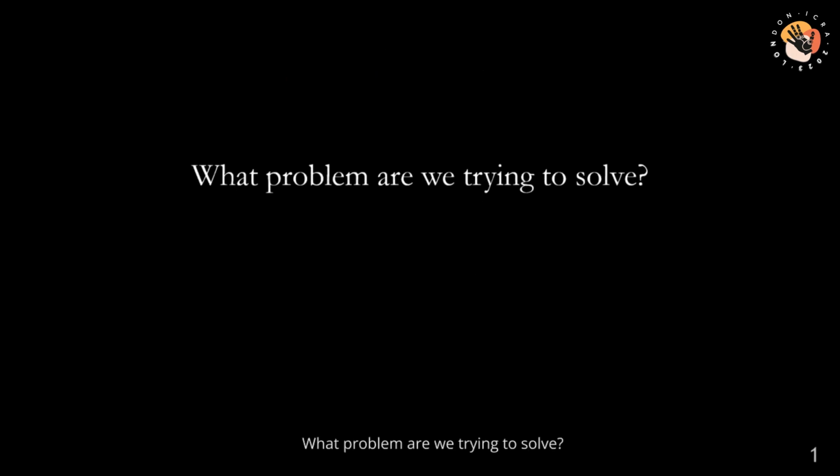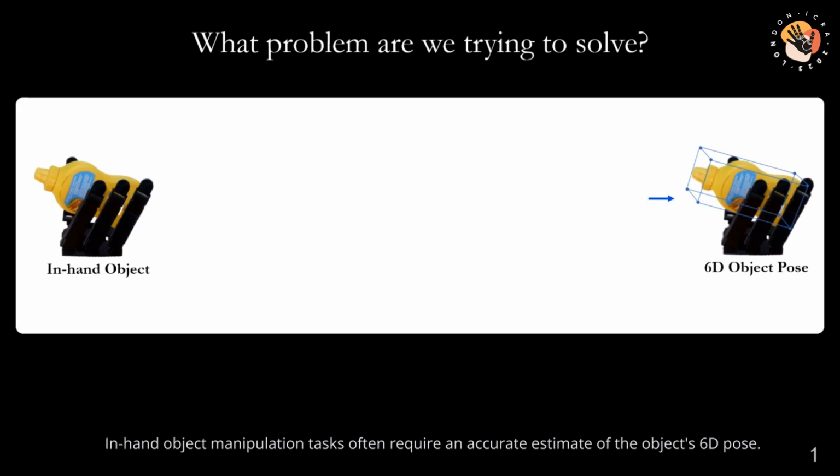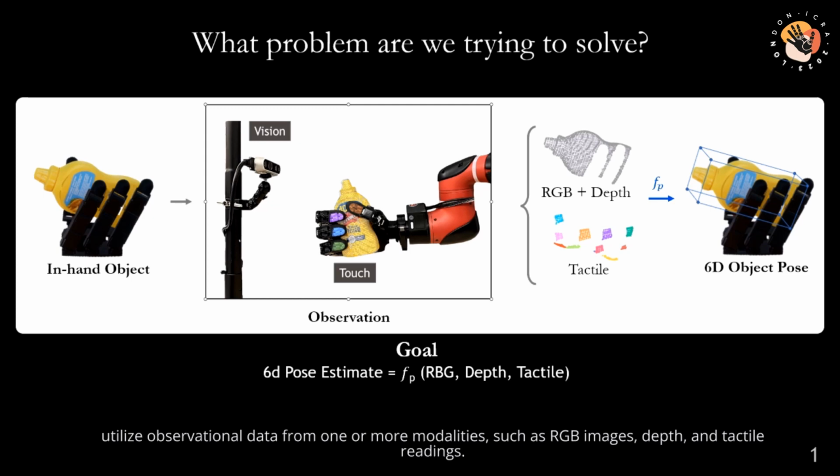What problem are we trying to solve? In-hand object manipulation tasks often require an accurate estimate of the object's 6D pose. To achieve this, state-of-the-art approaches in 6D pose estimation utilize observational data from one or more modalities, such as RGB images, depth, and tactile readings.